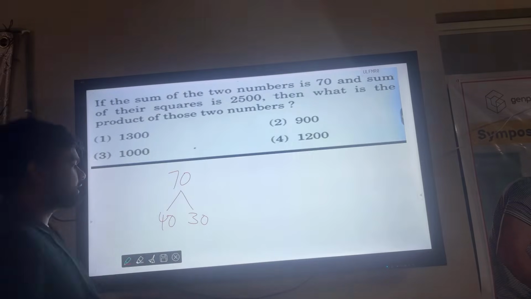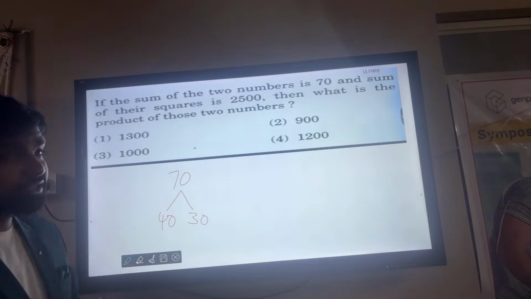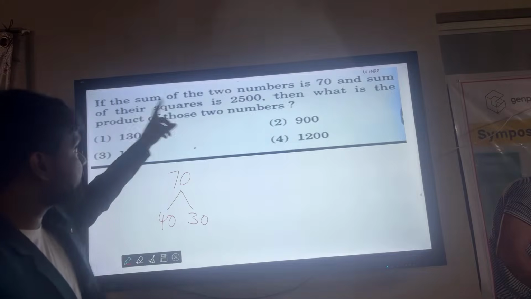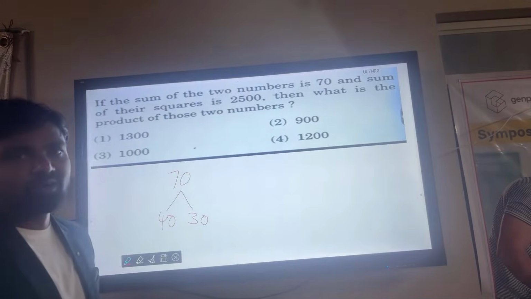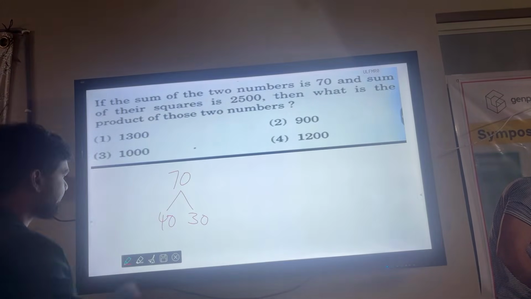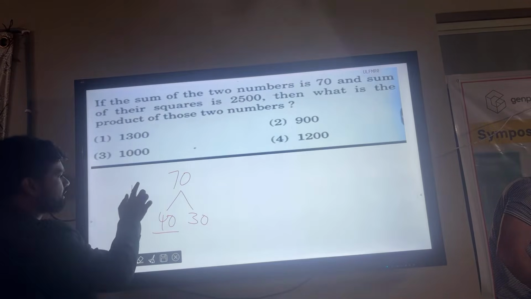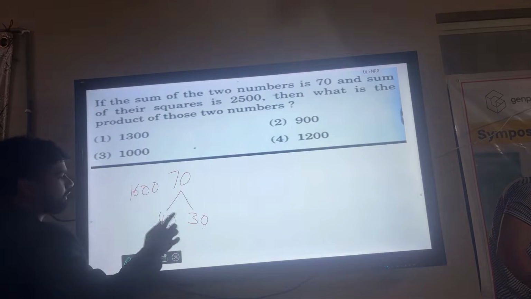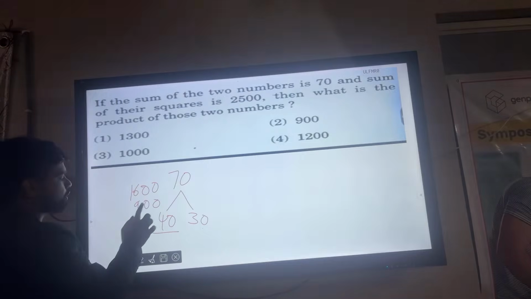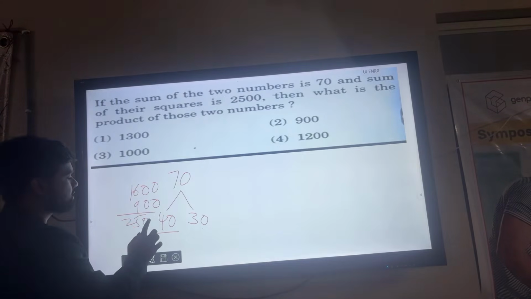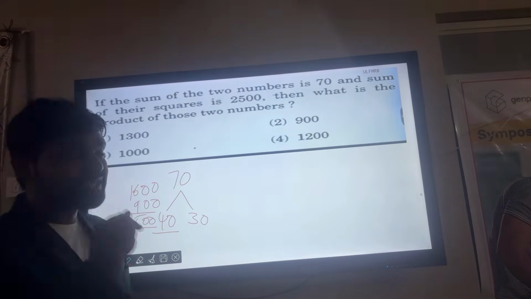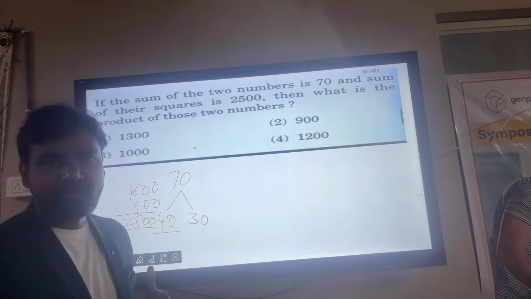40 and 30. Their sum is what? 70. And also one more condition is there: the sum of their squares is equal to 2500. That is important. Suppose 40 is there. 40 square is 1600, 30 square is 900. When you add these two, what is the resultant? 2500. Henceforth, my assumption is correct. Both the conditions are satisfied.